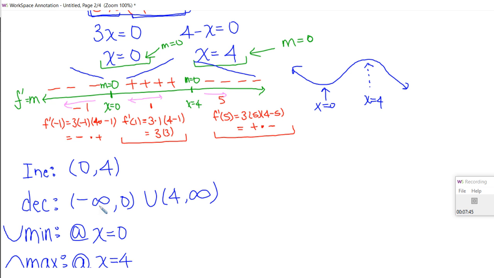Now, as we know, our critical points are when my derivative is equal to 0 or undefined, so you already knew all that before. Those were x equals 0 and 4.